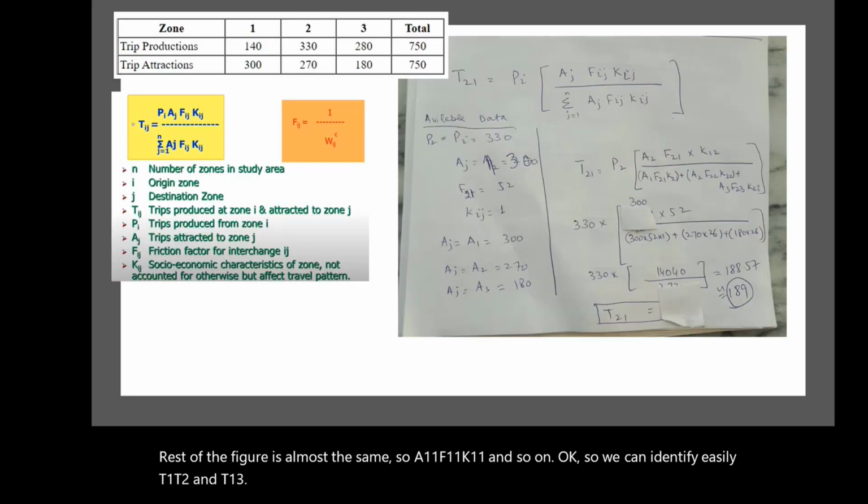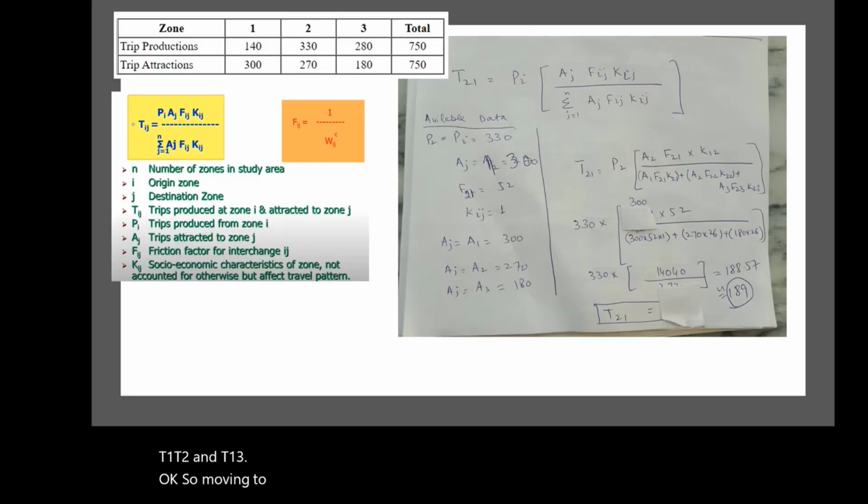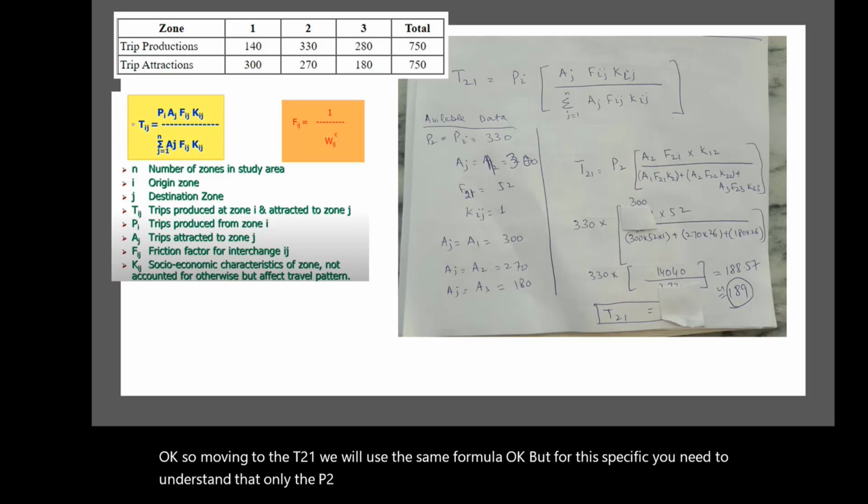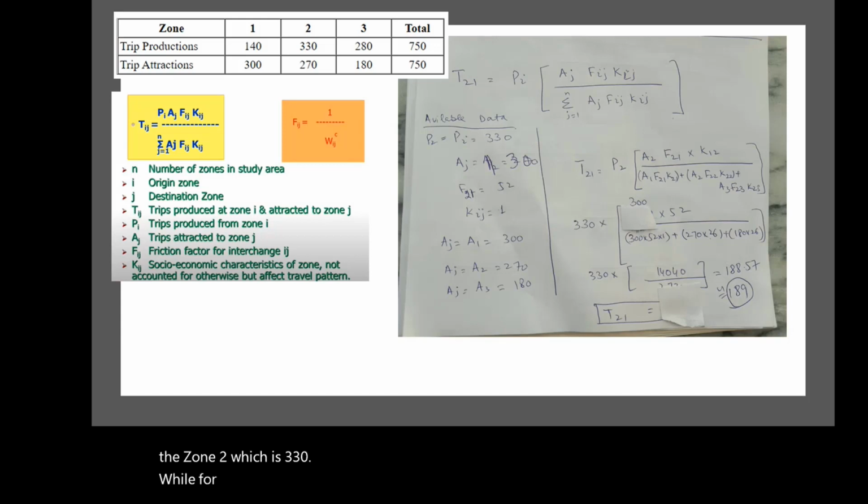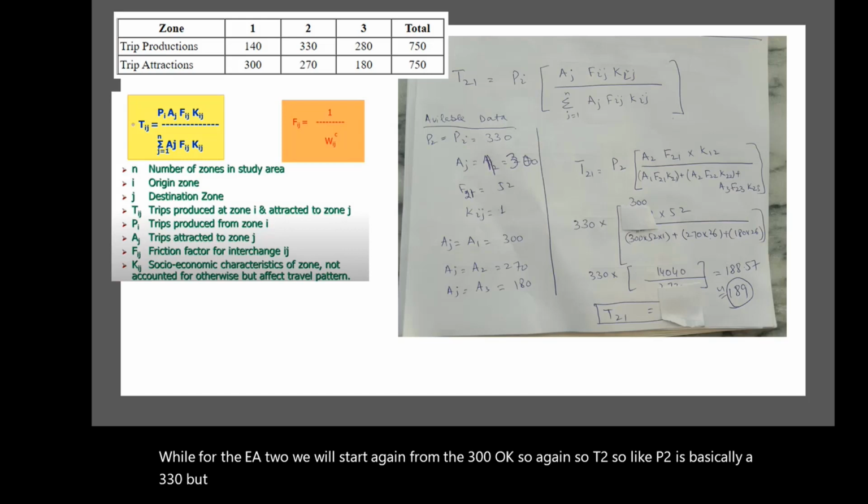Okay, so moving to the T21, we will use the same formula. But for that specific case, you need to understand that only the P2 value will be changed, because now we are talking about zone 2, which is 330. While for the A2 we will start again from the 300. So P2 is basically 330, but A2 is again 300.